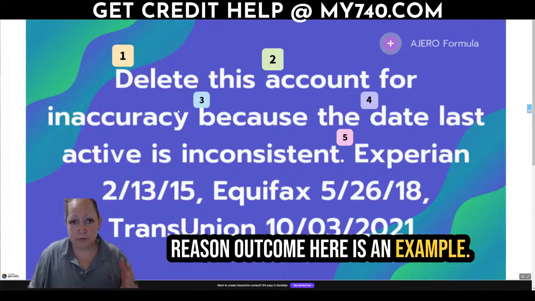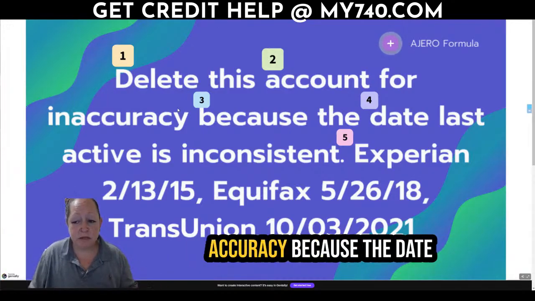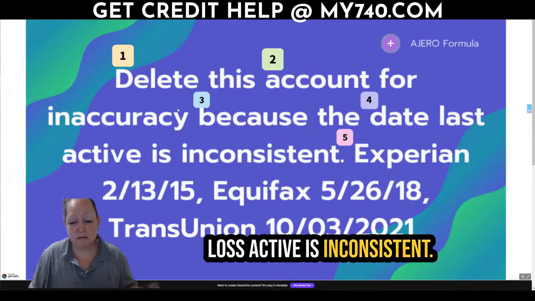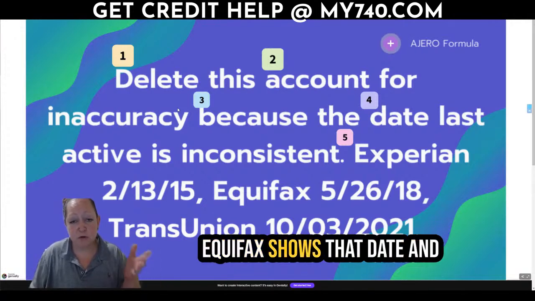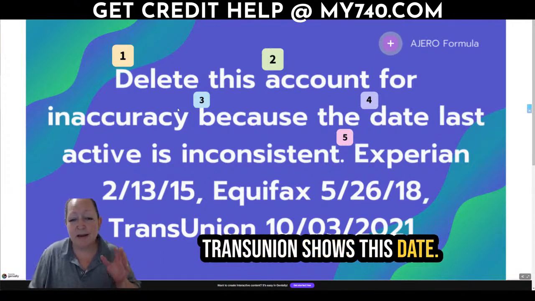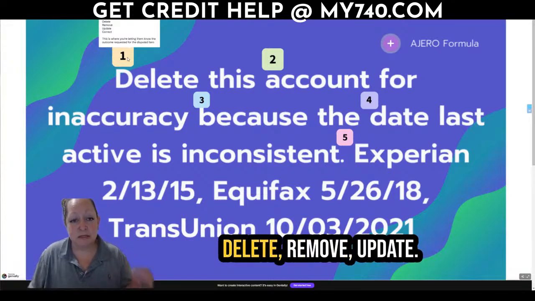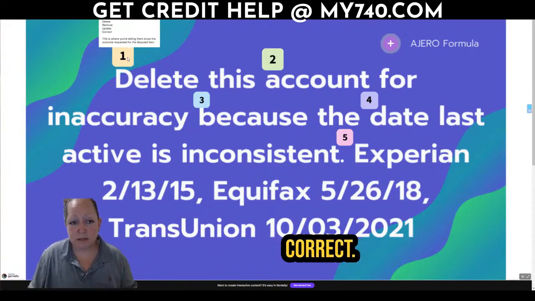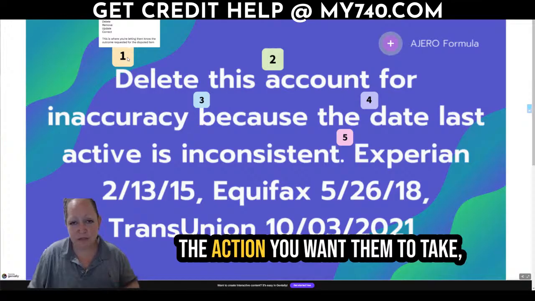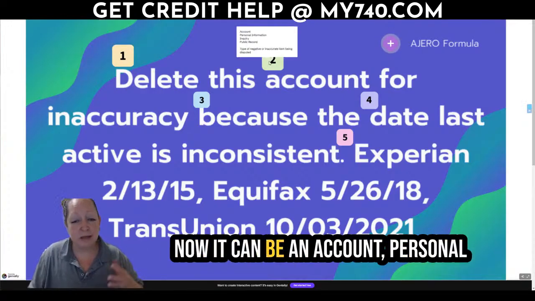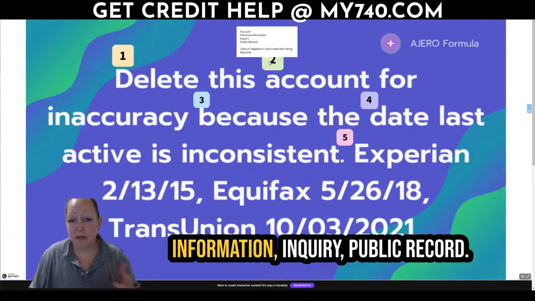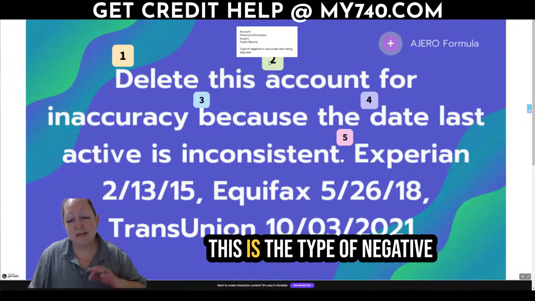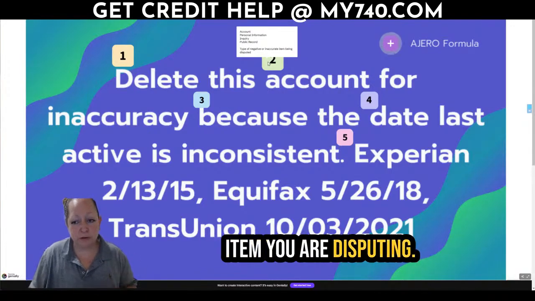Here is an example dispute reason. Delete this account for inaccuracy because the date last active is inconsistent. Experian shows this date, Equifax shows that date, and TransUnion shows this date. For the action, you can say delete, remove, update, correct. This is where you're letting them know the action you want them to take. Now, it can be an account, personal information, inquiry, public record. This is the type of negative item you are disputing.